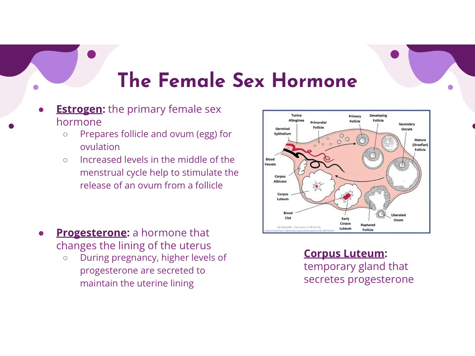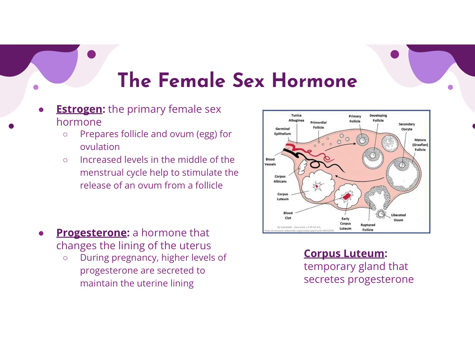What controls the whole menstrual cycle are the female reproductive sex hormones, estrogen and progesterone. Estrogen is the primary female sex hormone and plays a role in the very first half of the menstrual cycle. What estrogen does is it prepares the follicle in the ovum or egg for ovulation. We'll see estrogen levels slowly increase in the first half of the menstrual cycle and peak right before ovulation, which indicates that that egg is at its most mature level, and it also helps to stimulate the release of that egg from the follicle during ovulation.